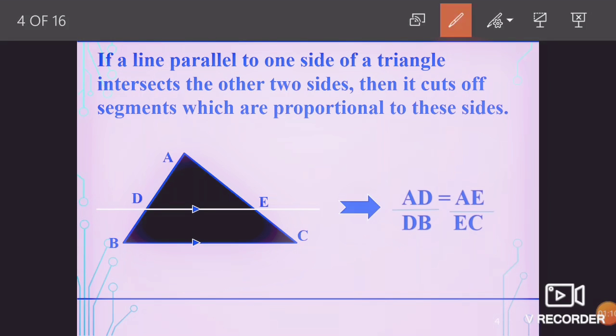That is, when this line is drawn parallel to the base here, then the line is actually dividing the whole triangle into two sections. Okay, that means the length here AD by DB will be equal to, on the right hand side, AE by EC. So if we take out the length, we will see that we will get this ratio. Okay, this is the Basic Proportionality Theorem.